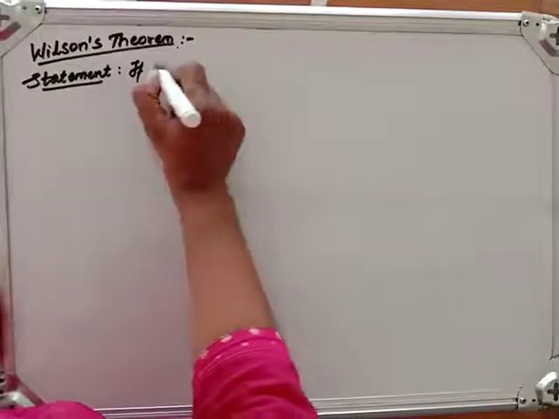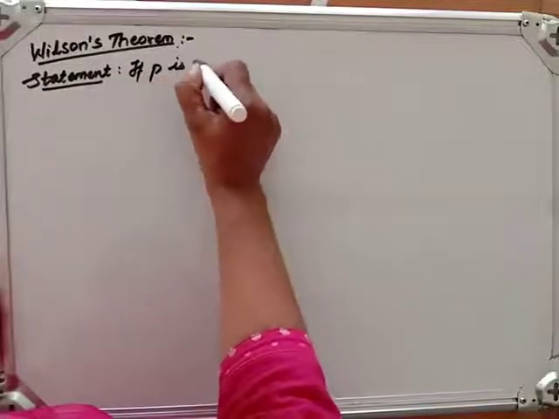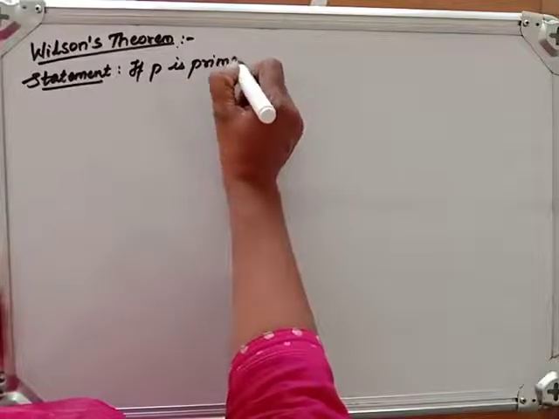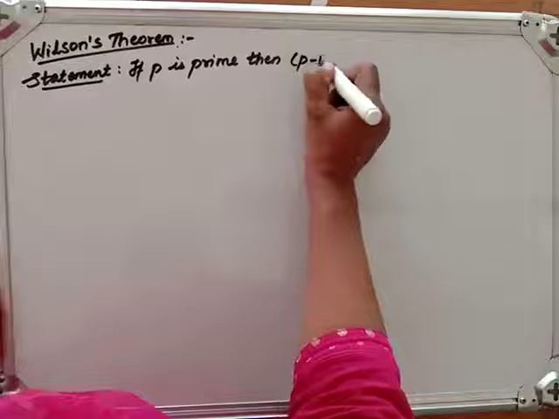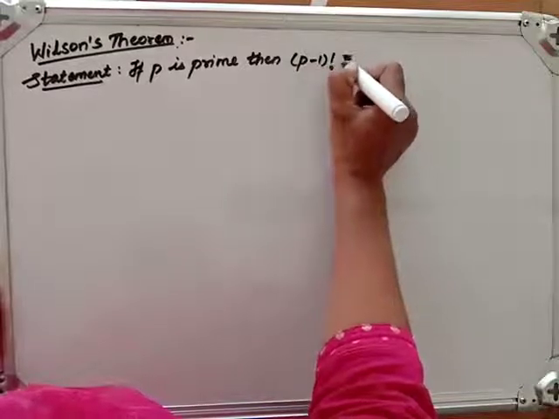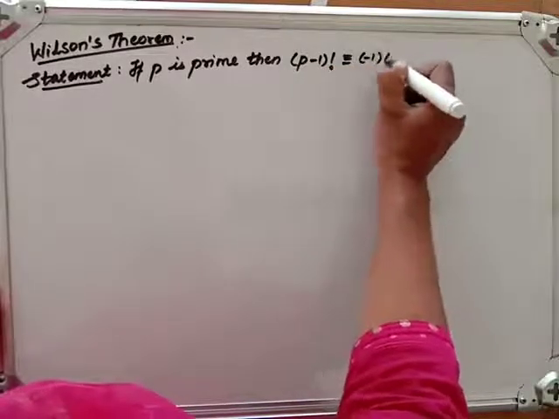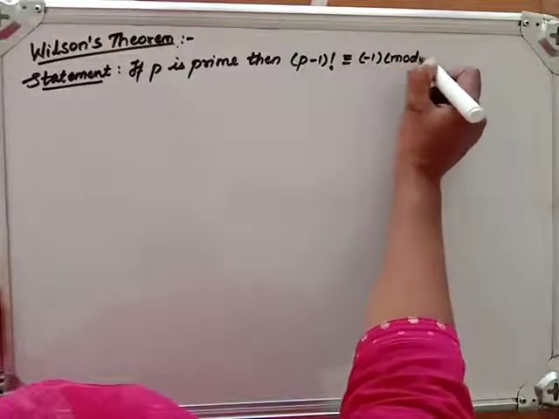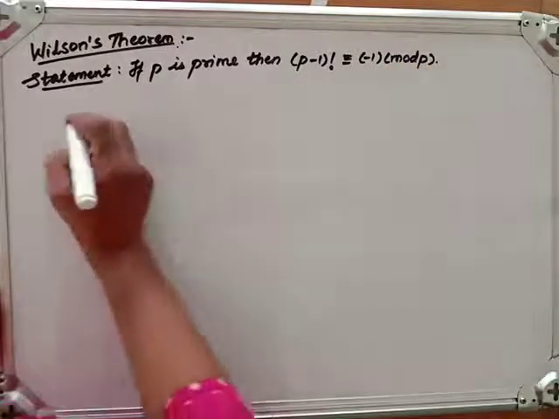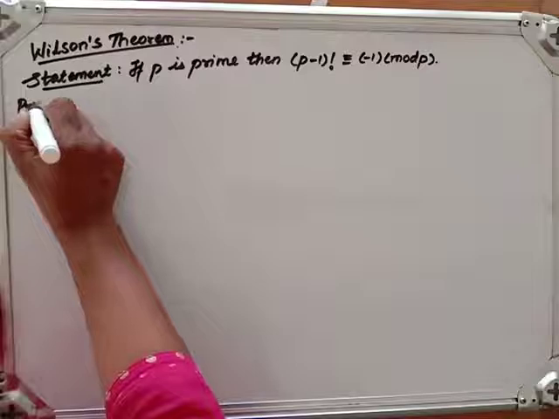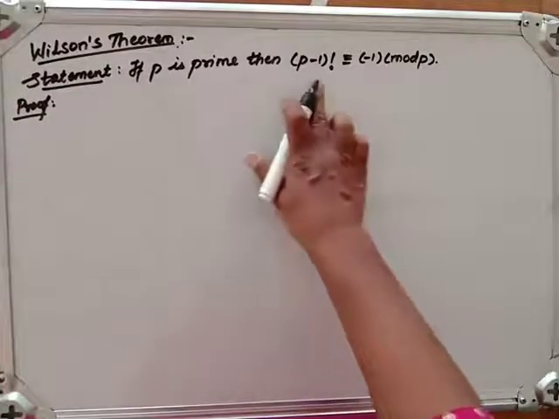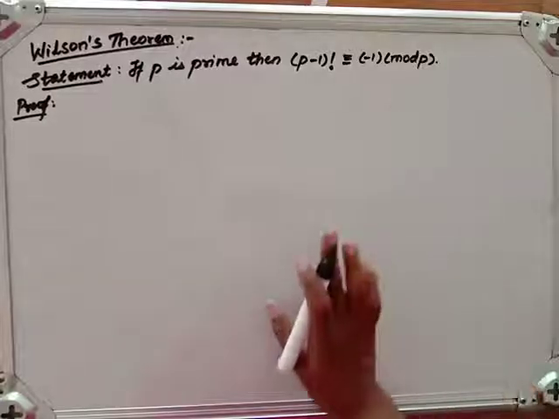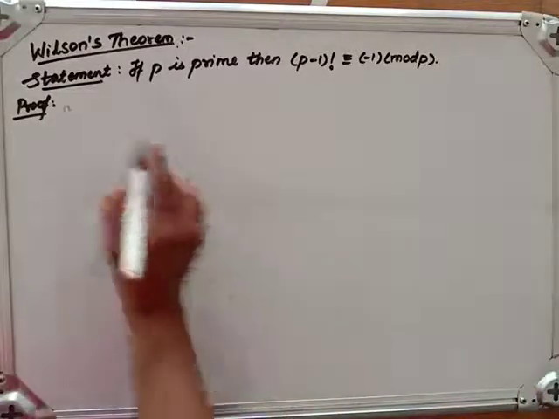If P is prime, then (P minus 1) factorial is congruent to minus 1 modulo P. This is the statement of Wilson's theorem. Let us see the proof of it. P will be prime, then (P minus 1) factorial is congruent to minus 1 modulo P.